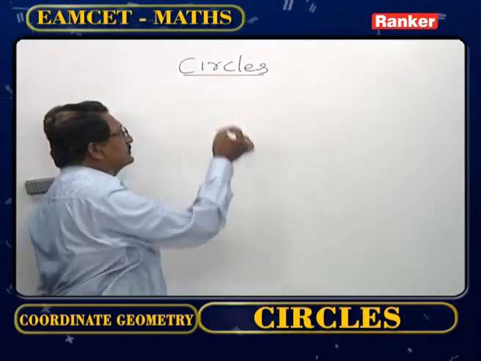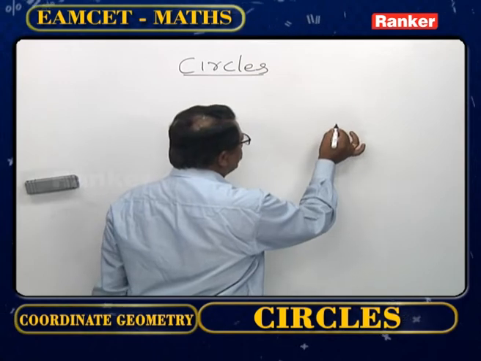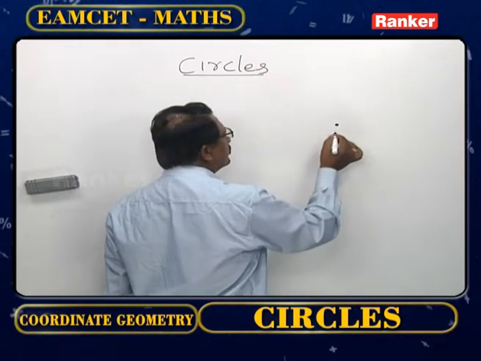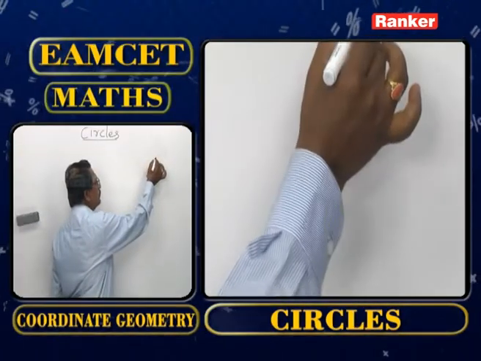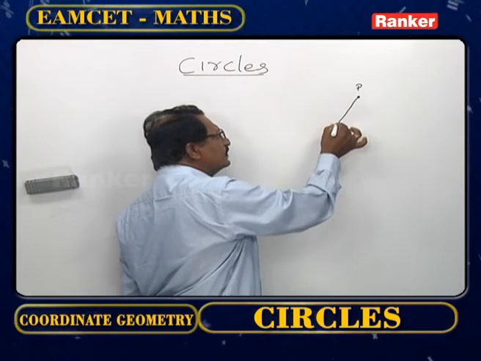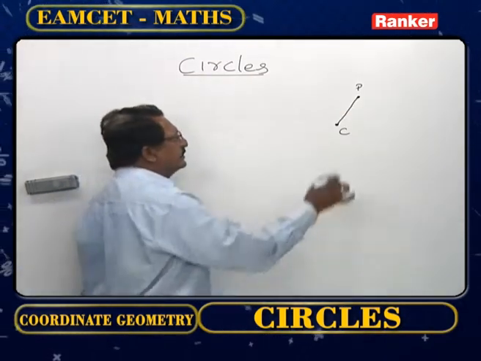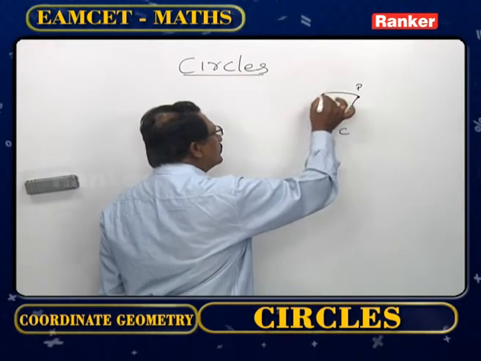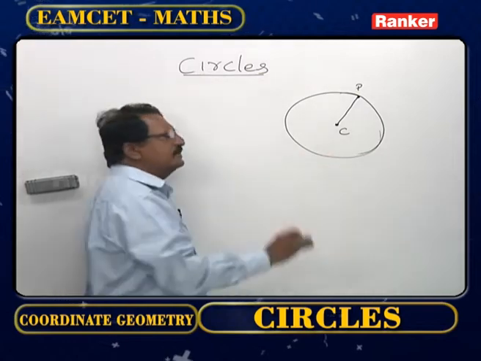The topic is circles. Now, suppose there is a fixed point. Consider C to be a fixed point and P a variable point, but always the distance between the fixed point and the variable point is constant. Then the locus of the point P is called a circle.